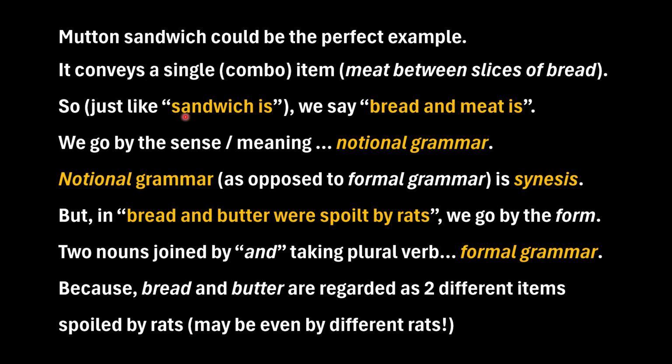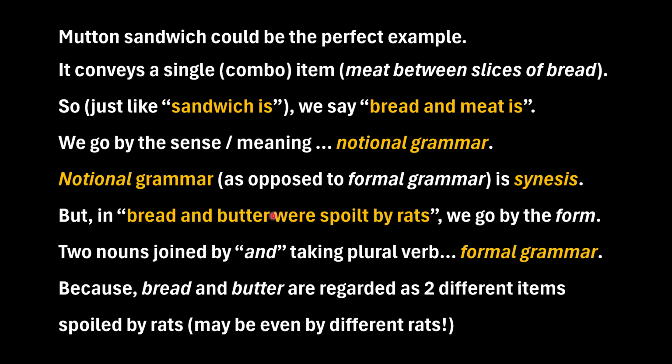So just like sandwich, you would say "sandwich is." You would consider sandwich as a single item and use a singular verb. But actually it means meat and bread is. "Sandwich is. Mutton sandwich is" means "meat and bread is." So we say "bread and meat is." We go by the sense of meaning. That is notional grammar. Notional grammar, as opposed to formal grammar, is synesis.